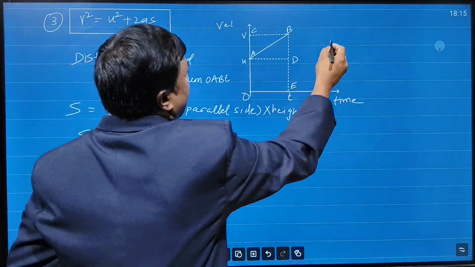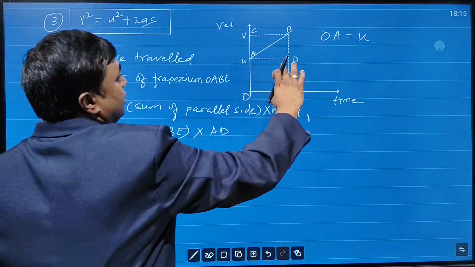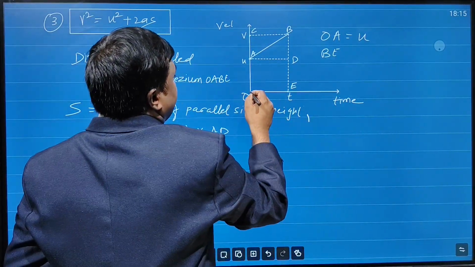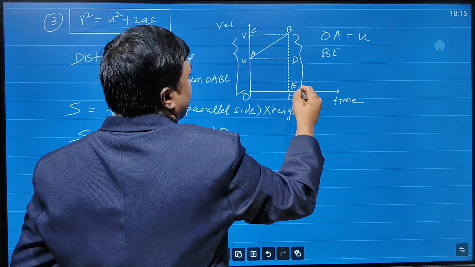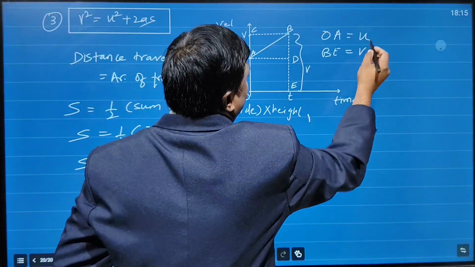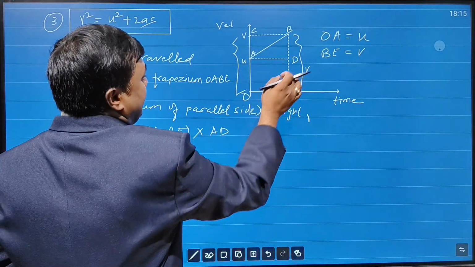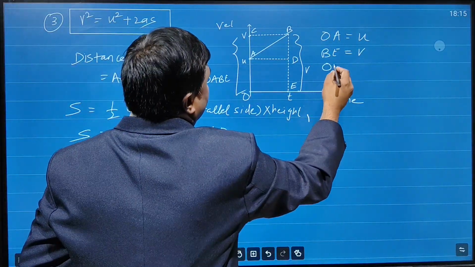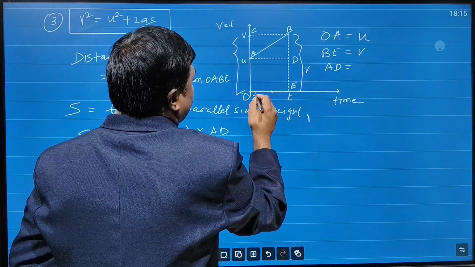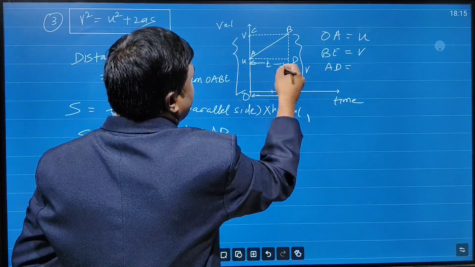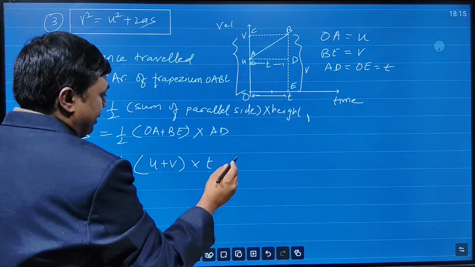Now if you see what OA is here, from the graph you can see OA is nothing but U. What is BE? See, here to here is V. So this is V, and here to here is also V only. So BE is V only. So we substitute the value U plus V. And what is AD? AD is equal to OE. This is T, so this is also T only. So AD is equal to OE, which is equal to T. So substitute T here. Am I clear?